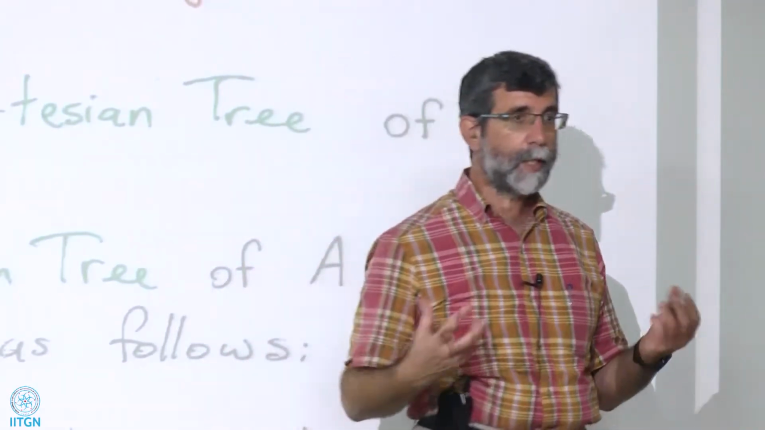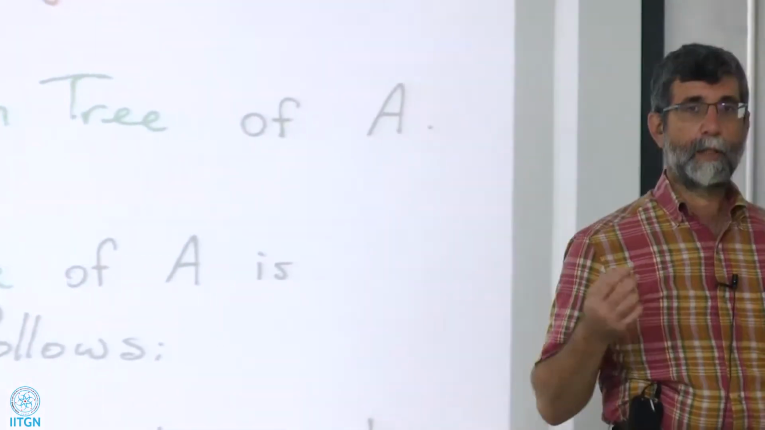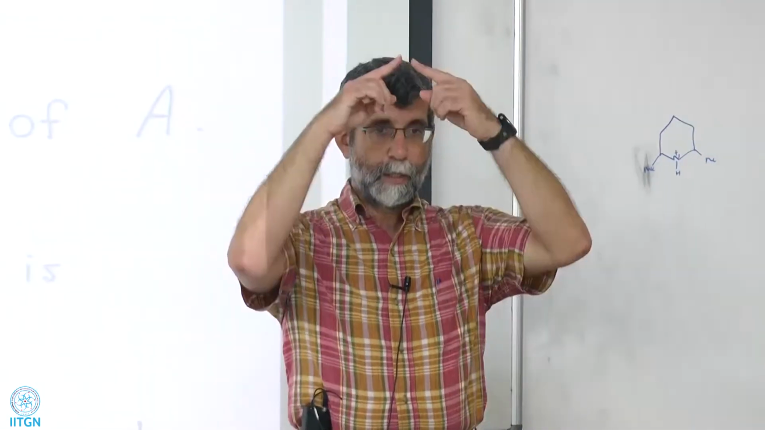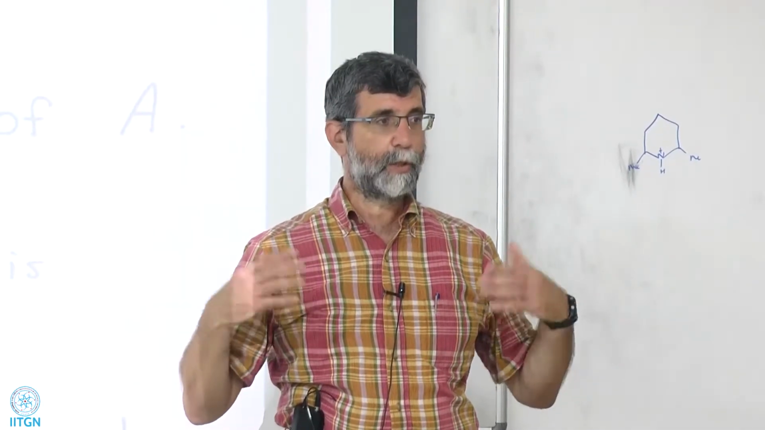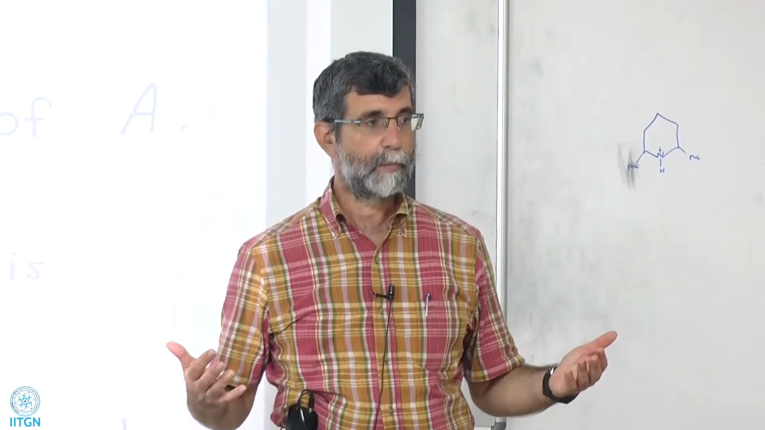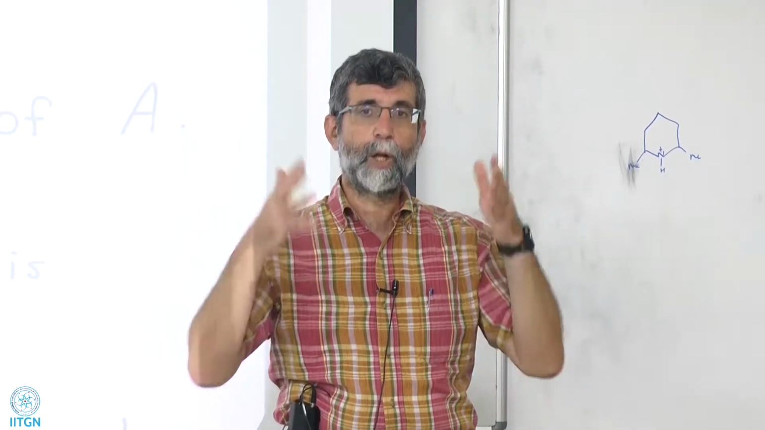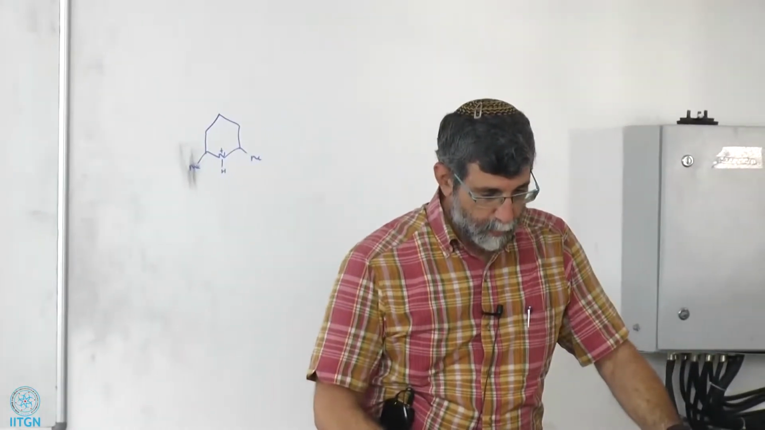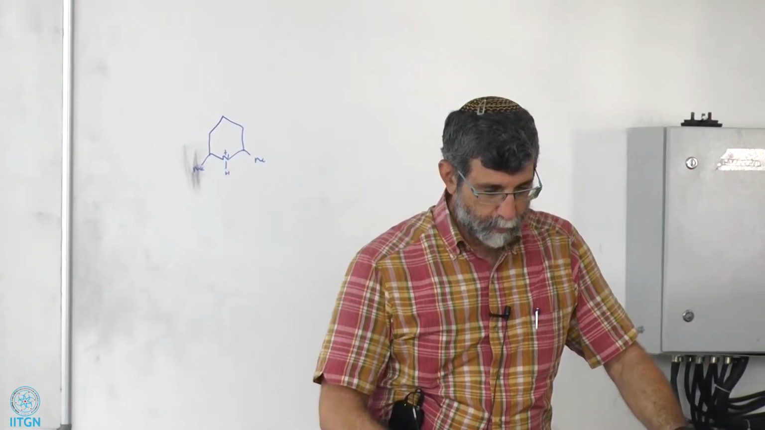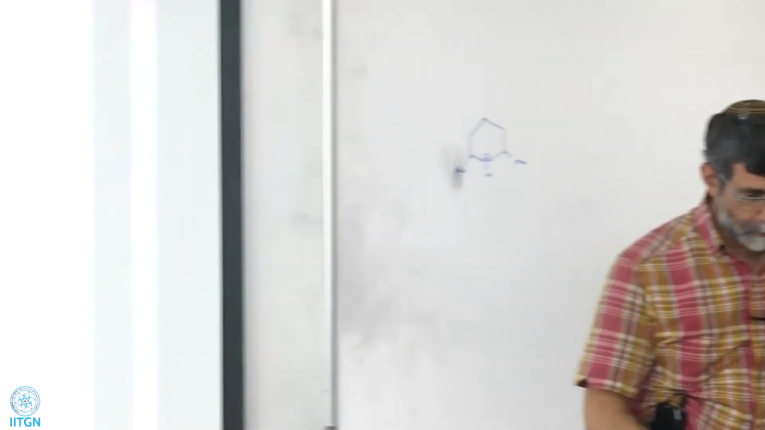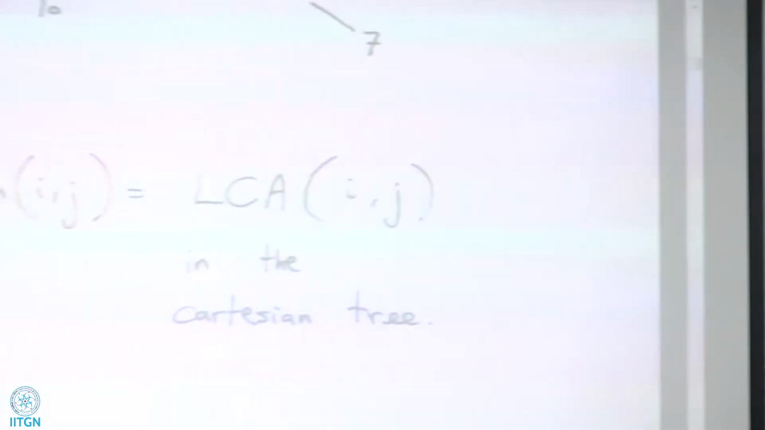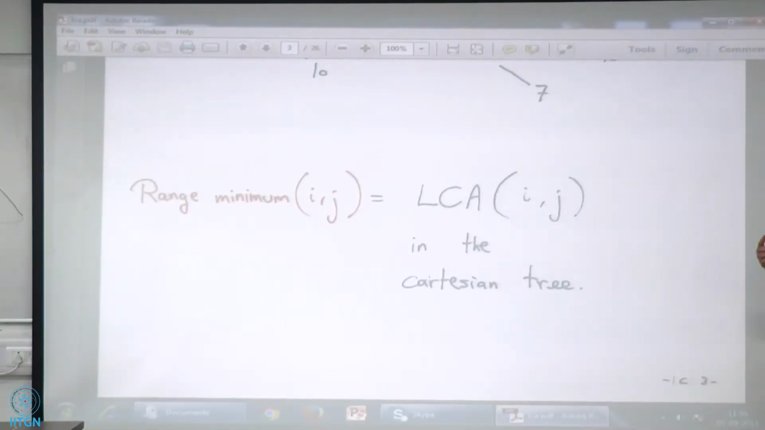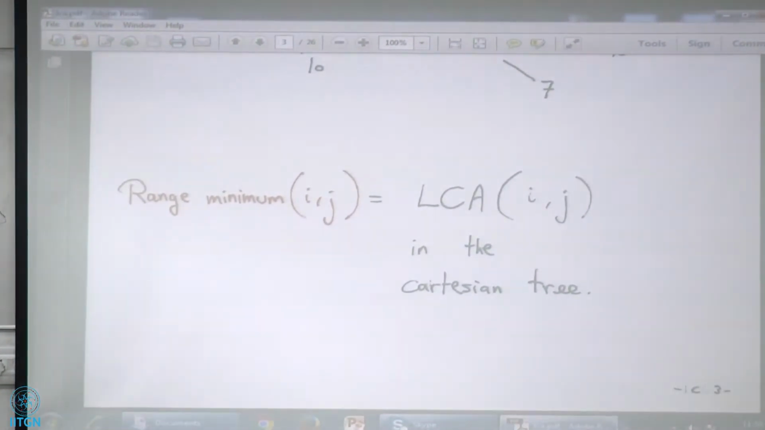So in some sense, you already have the intuition that if you do an LCA of two numbers on the Cartesian tree, obviously the lowest common ancestor is going to be smaller than the two of them. But it will need to be smaller than everything in between as well. So let's take a look. Okay, so this was an example. The range minimum of i, j is really going to be the LCA of i, j in the Cartesian tree.